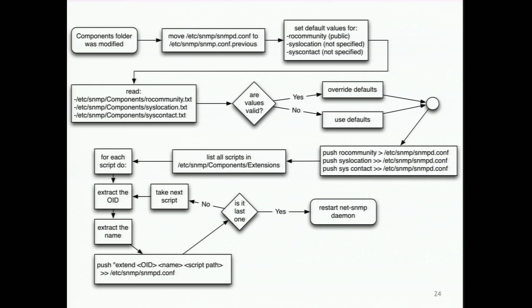So I push extend, the OID, the name, and the script path back into my file again. So I'm recomposing my file. And then I go, is this the last one, or is there another script in my list? Yes, okay, keep going until it's finished. And then at the very end, it restarts the net SNMP daemon. So, let me give a quick example of this.